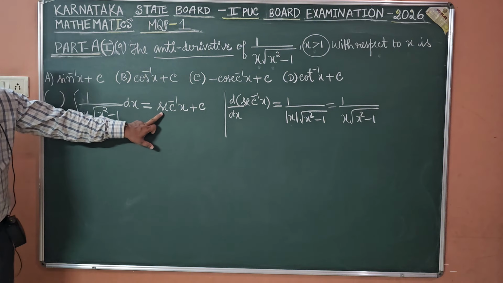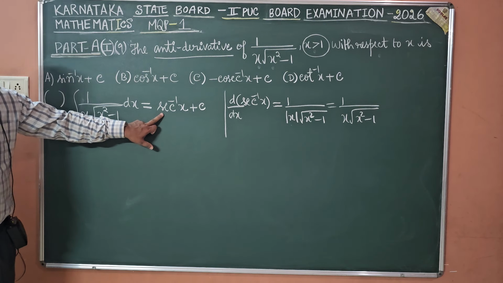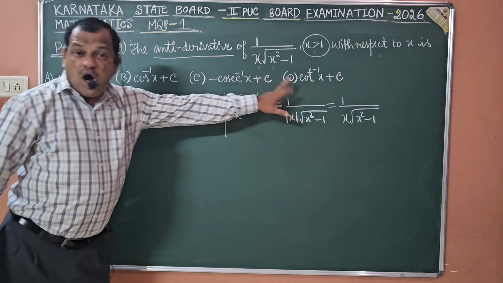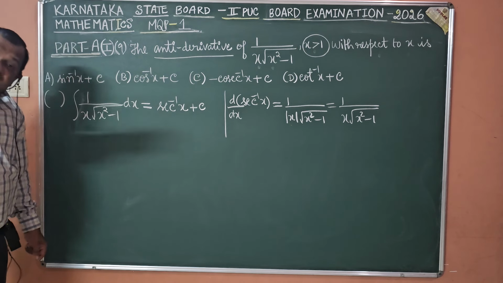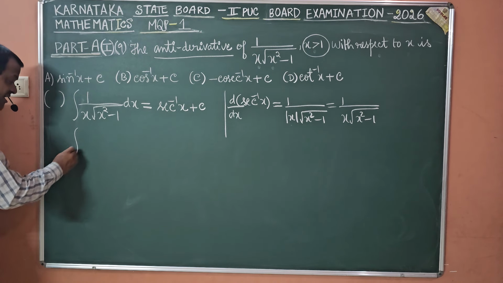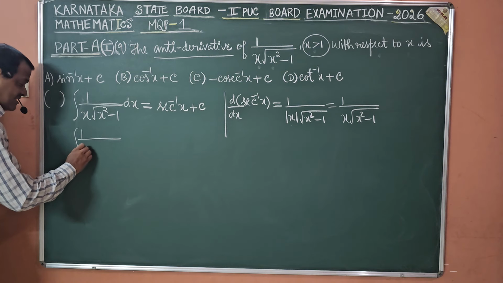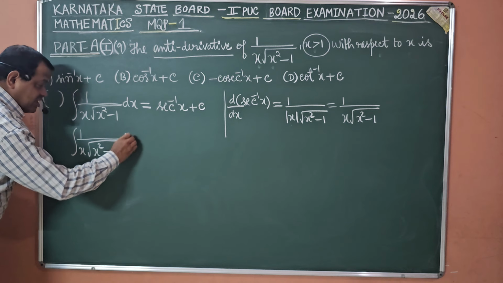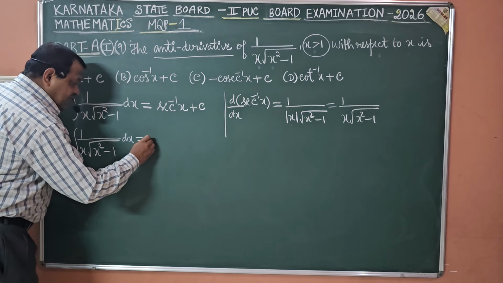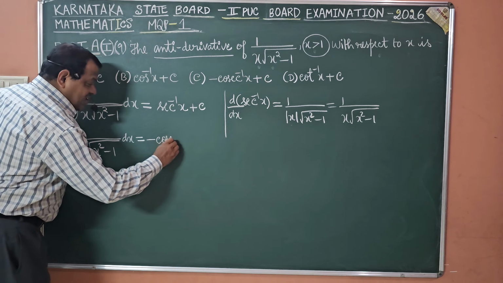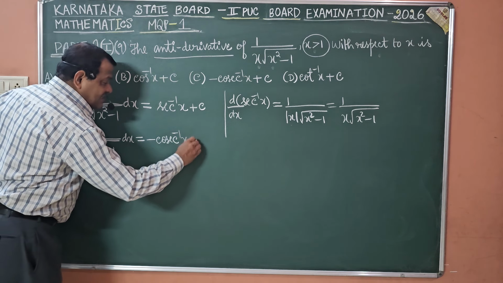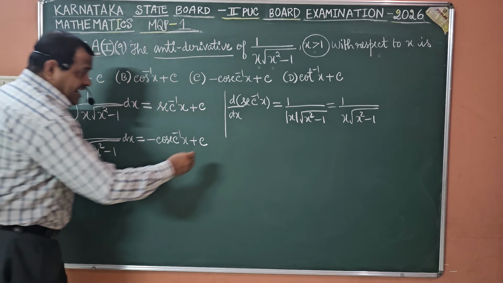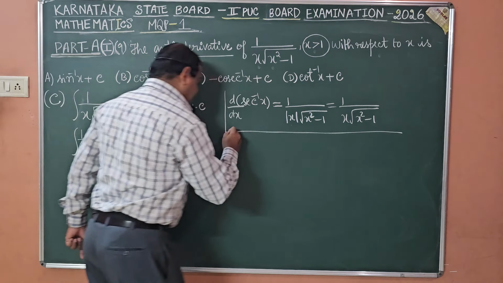Therefore, it is correct integration. But can you find secant inverse x among the given options? No, not there at all. And therefore, there is another possibility. That is, the integral of 1 by x square root of x square minus 1 dx could be minus cosecant inverse x plus c. That is, option C is correct.